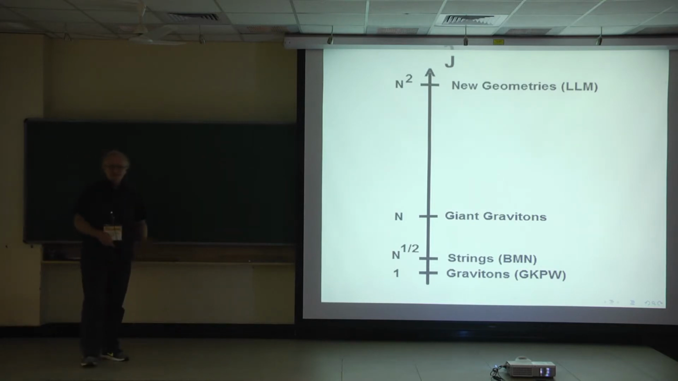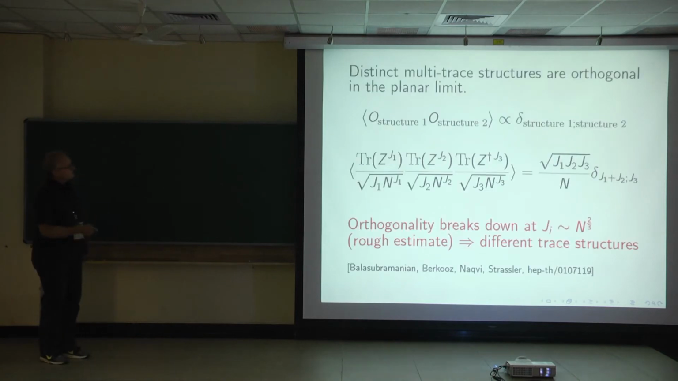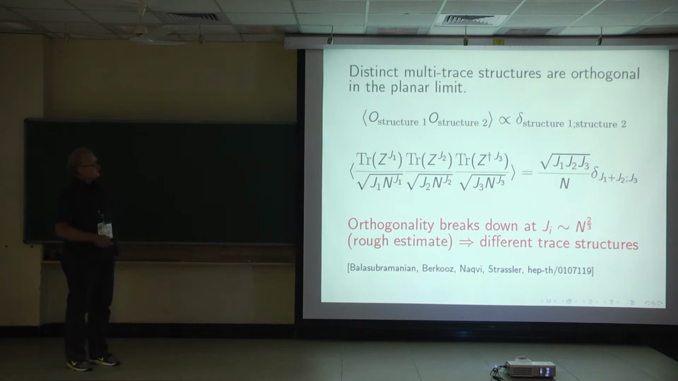Now, to give you some insight into this limit, I want to compare it to the planar limit and show you some differences. So one key difference is in how operators mix. In the planar limit, if you have multi-trace structures and they're different, the operators simply don't mix.